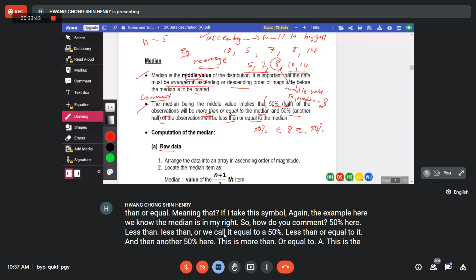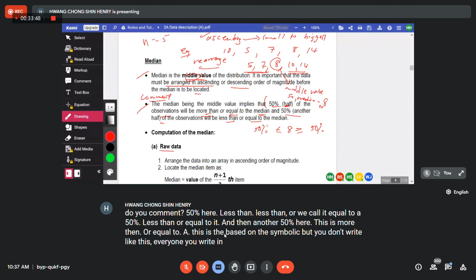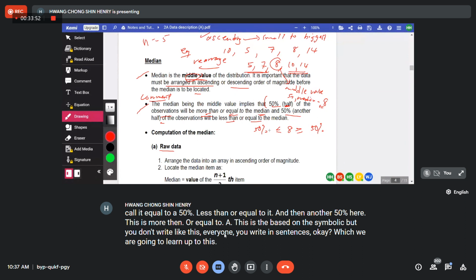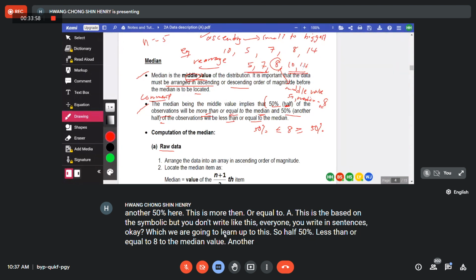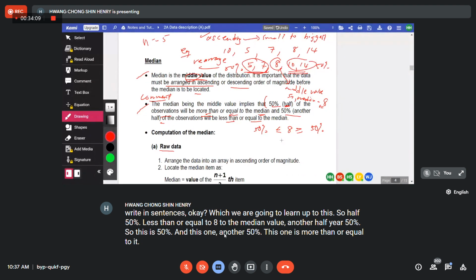This is based on the symbol, but you don't write like this, everyone. You write in sentences, which we are going to learn after this. So half, 50%, less than or equal to 8, the median value. Another half here, 50%. This one is more than or equal to 8. Okay? This is how we comment. All right, are you ready?